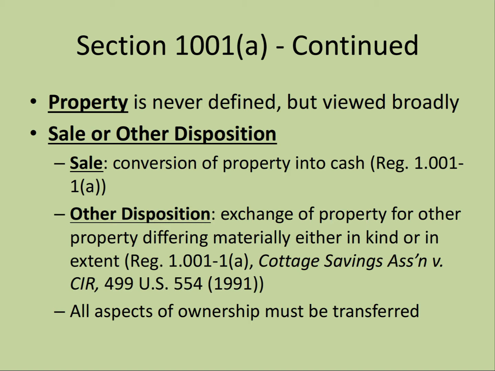Sale or other disposition has been defined in the regulations as well as case law. Sale is considered the conversion of property into cash. Other disposition is defined as an exchange of property for other property differing materially either in kind or in extent. Now, all aspects of ownership must be transferred when you're considering sale or other disposition, because this is going to differentiate leases and whatnot.